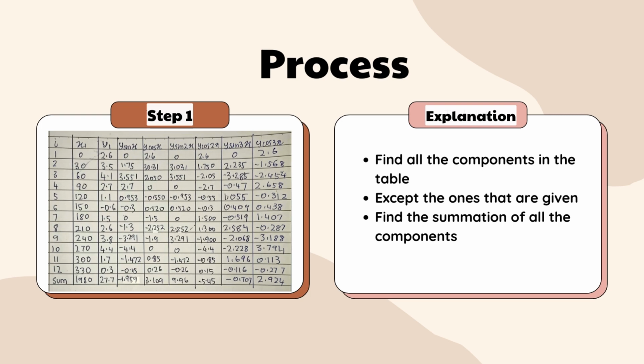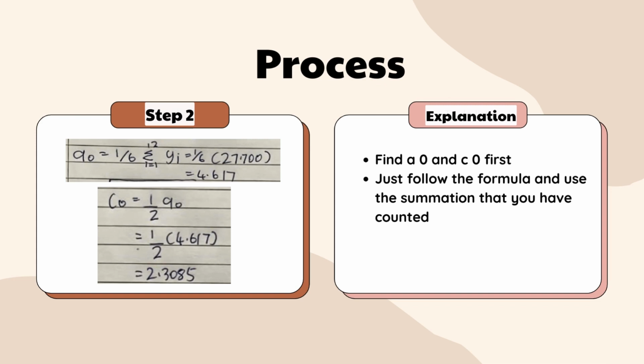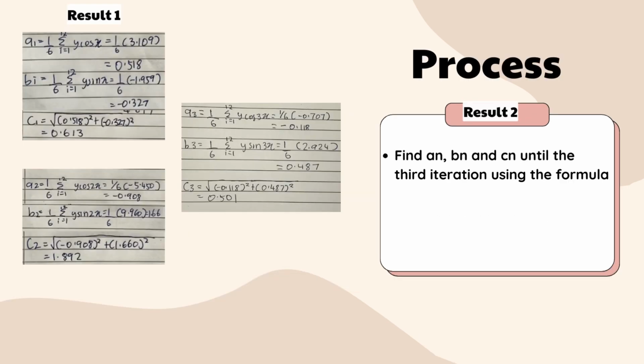The first step, we need to find all the components in the table until the third iteration, as you can see here, except the ones that are given. And we need to find the summation of all the components. The second step is that we just need to find A naught and C naught. It's easy because we just need to follow the formula and use the summation that you have counted. The third step is to find AN, BN, and CN until the third iteration using the formula.